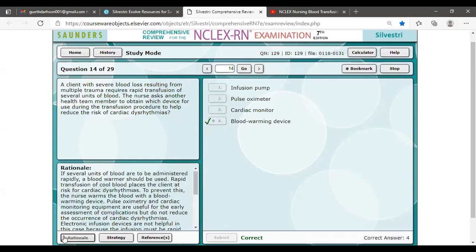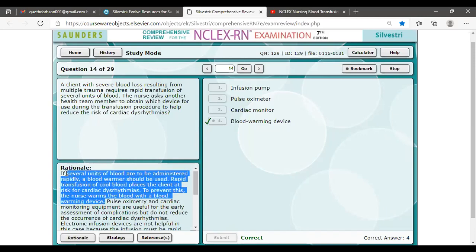What is their explanation? They said when several units of blood are to be administered rapidly, a blood warmer should be used. Rapid transfusion of cold blood has a chance to develop cardiac arrhythmia. To prevent this, the nurse warms the blood with a blood warming device. Basically, this is what we learn from this question. What next?